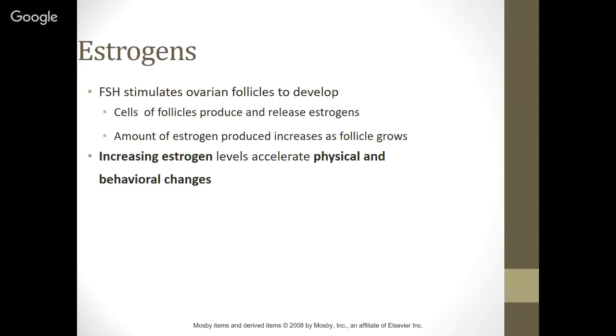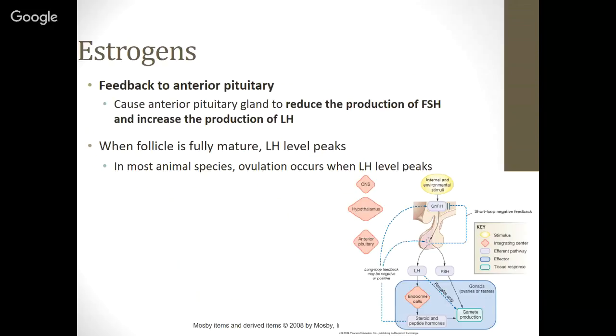Estrogens are stimulated by FSH, which is stimulating ovarian follicles. So that estrogens come from these ovarian follicles which have been stimulated by FSH. The cells of the follicles produce and release estrogens, and the amount of estrogen produced increases as the follicle grows. So the bigger the follicle is, the more estrogen is produced. It's those increasing estrogen levels that accelerate physical and behavioral changes that we see in the animal that let us know when the animal is ready to breed.